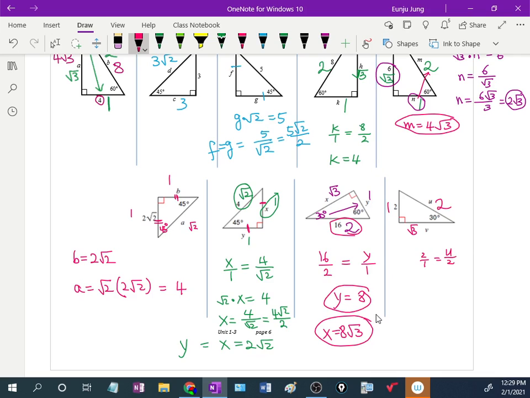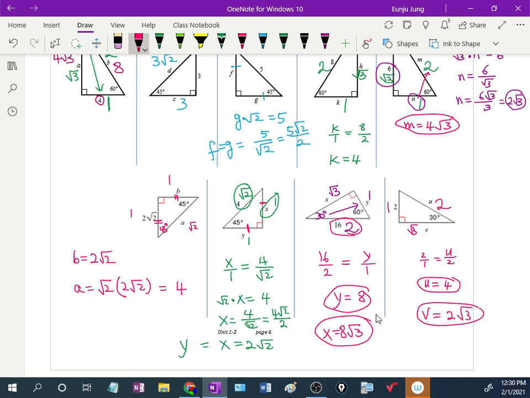So I put the question measure on the numerator, and I put the memorized ratio on the denominator. Cross multiply, what's u? 4, right? You need to double it. What would be v? v is root 3 times longer than this side. This side is number 2. So what do we do? 2 root 3.